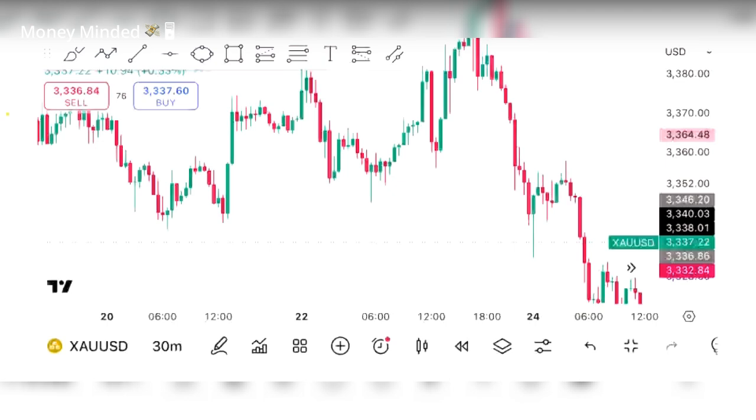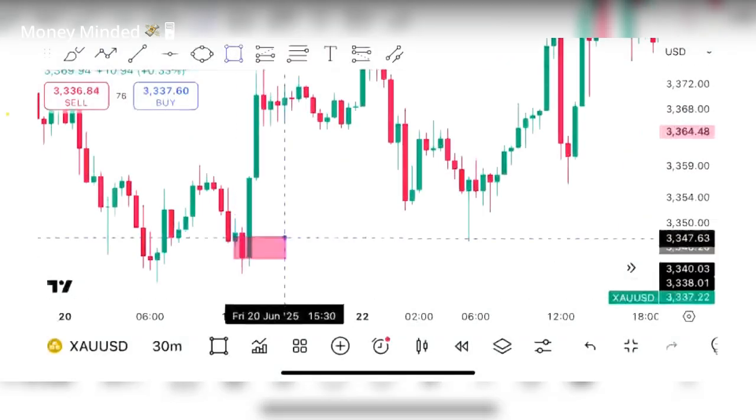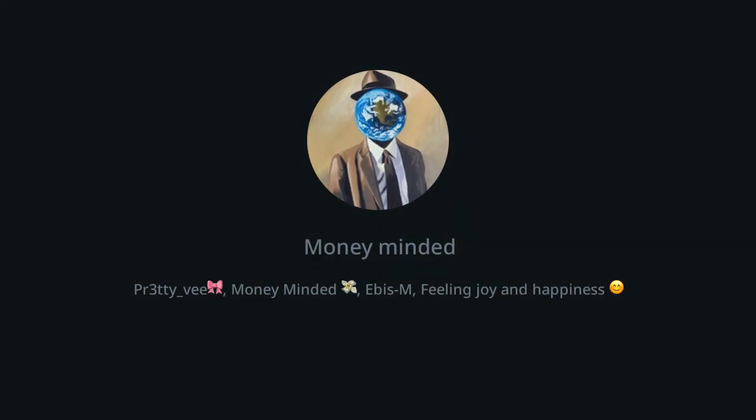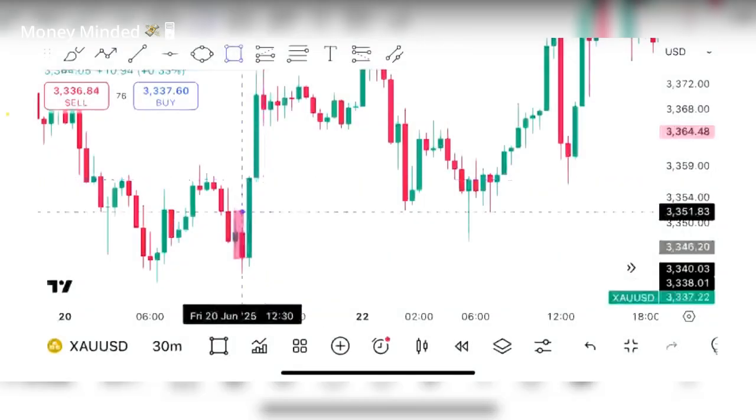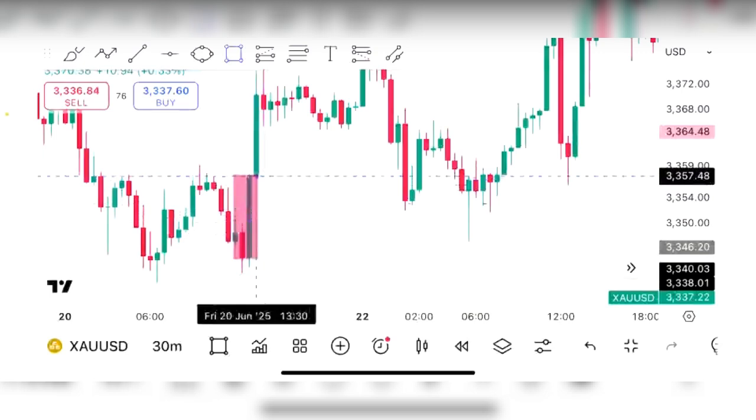And this is another bullish engulfing pattern. You can see how the entire body of the red candle was engulfed by the green candle. So this is known as the bullish engulfing.